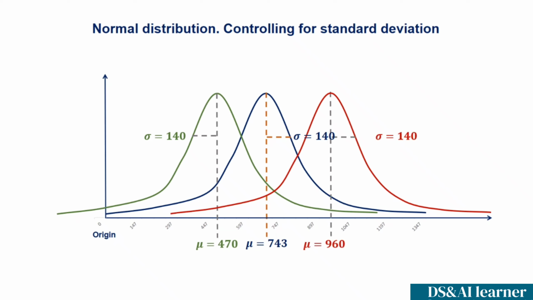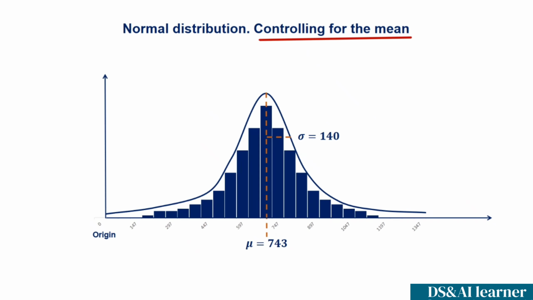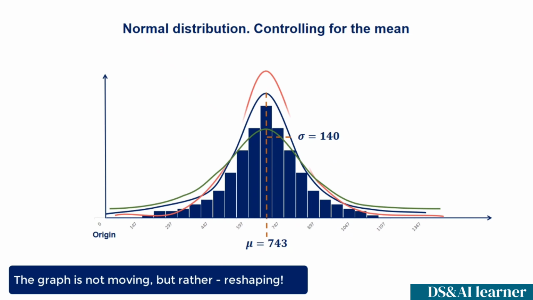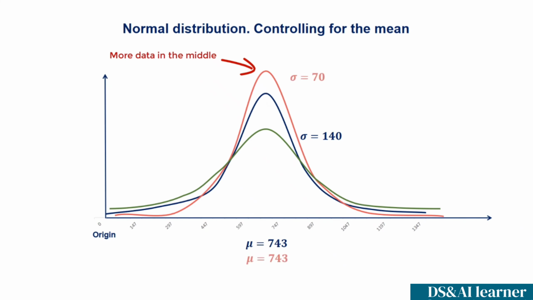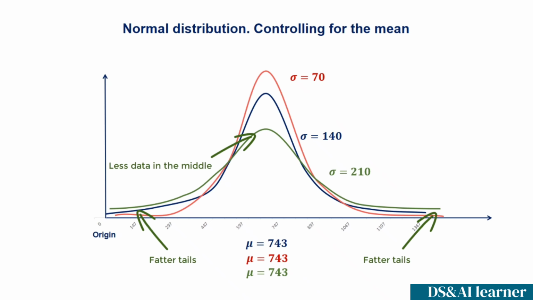All right, let's do the opposite. Controlling for the mean, we can change the standard deviation and see what happens. This time the graph is not moving, but is rather reshaping. A lower standard deviation results in a lower dispersion, so more data in the middle and thinner tails. On the other hand, a higher standard deviation will cause the graph to flatten out, with fewer points in the middle and more to the end, or, in statistics jargon, fatter tails.